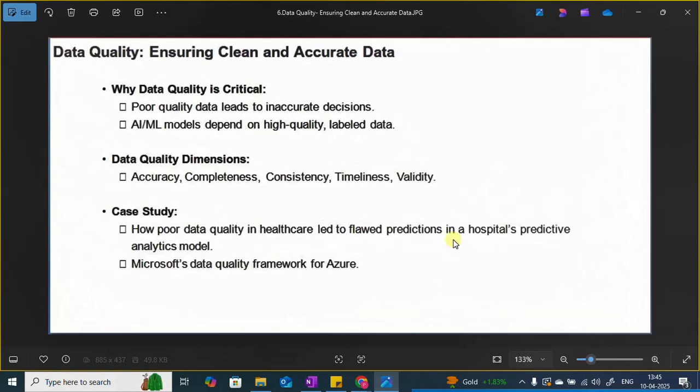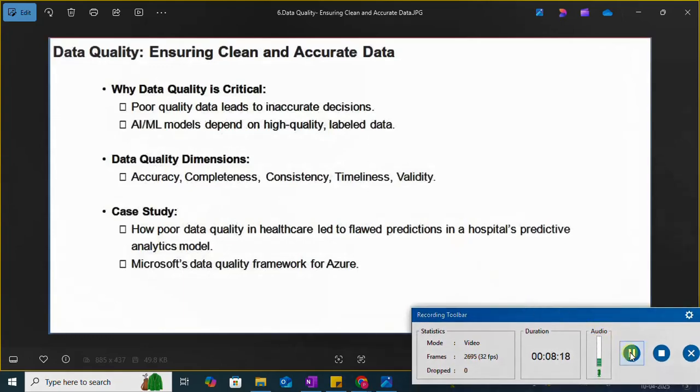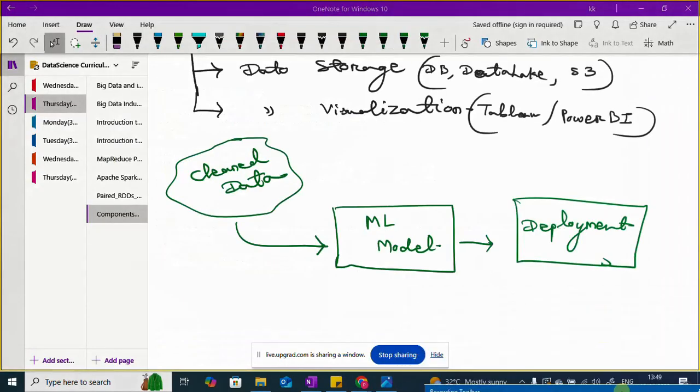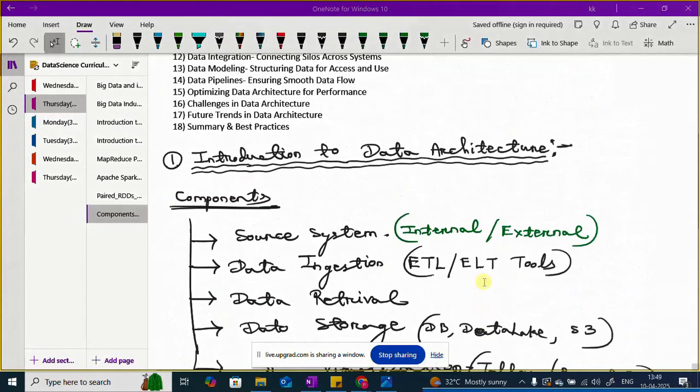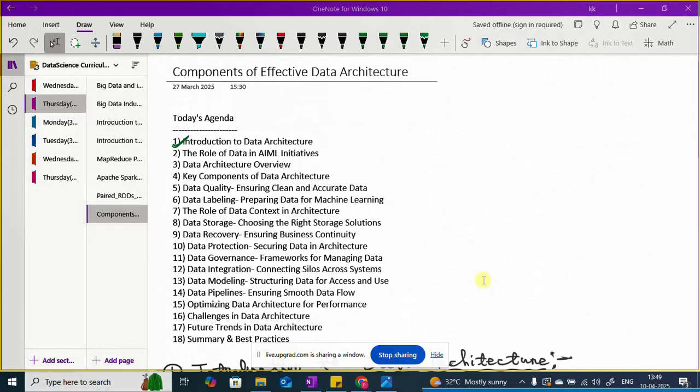Now, why is data quality critical? Sometimes before, I was talking about how whenever we want to build the model, we need clean data, right? So let me come back to my whiteboard. Let me explain. Now clear?